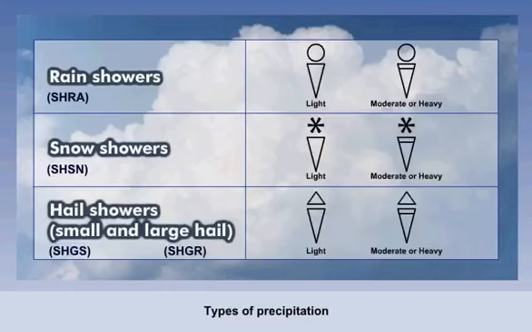SHGR are showers of hail, and SHGS, small hail, hail with a diameter of less than 5 millimeters. These are coded like this.